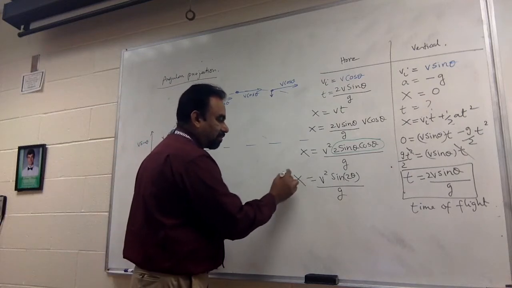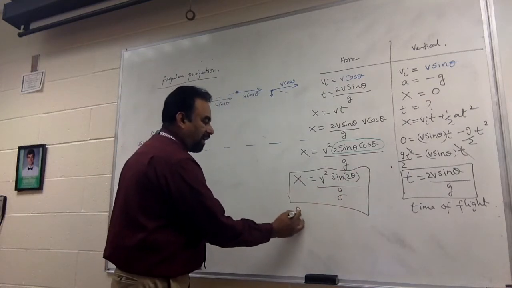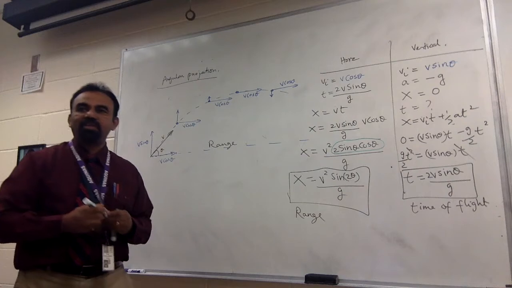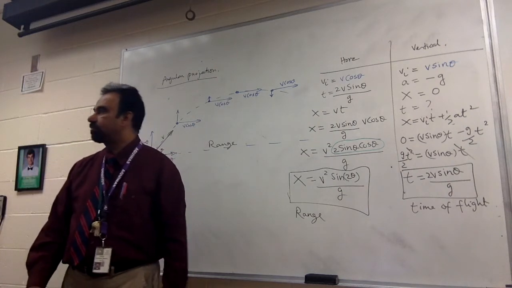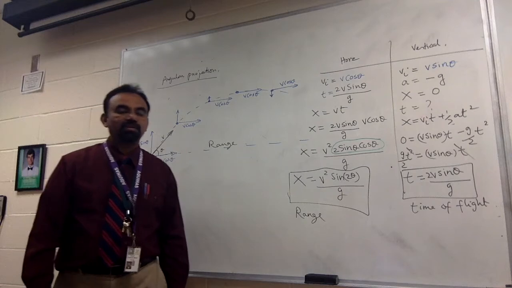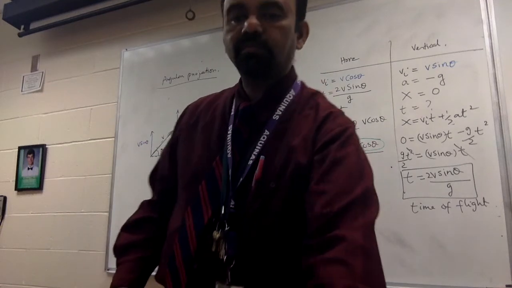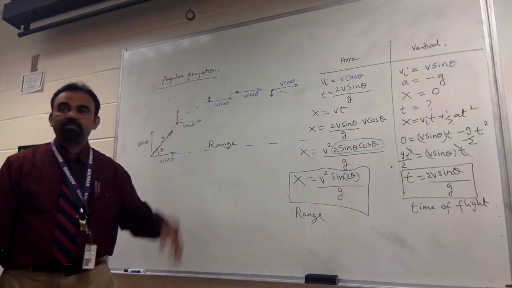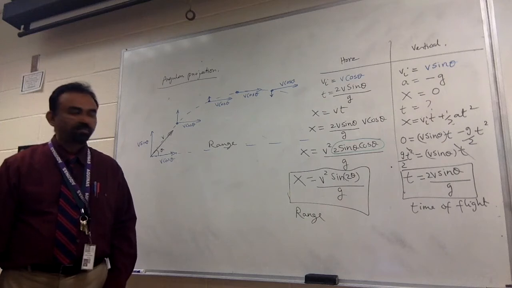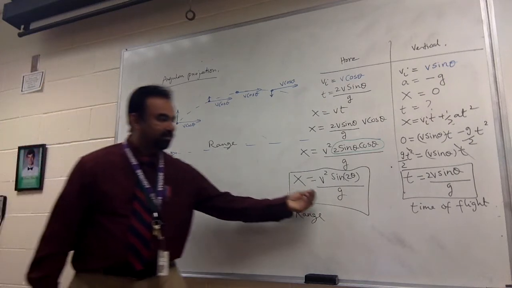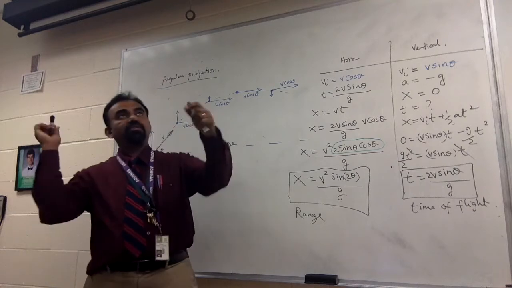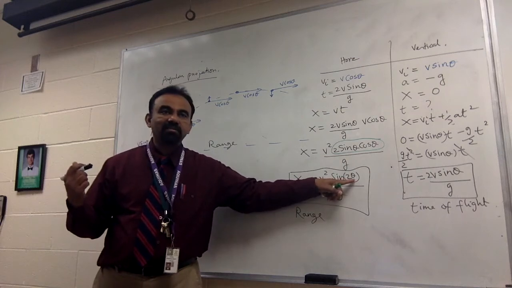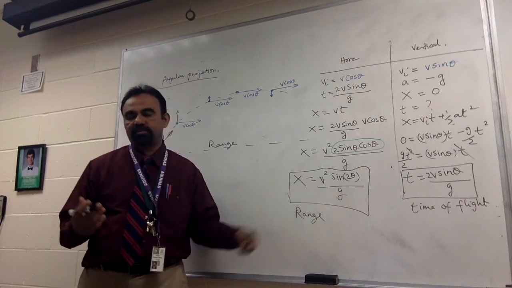Now this is called the range. What do you mean by range? How far it goes. Horizontally, how far does it go? That's called the range. What's the equation for the range? So again, if you throw a stone with this velocity at such an angle, where does it land? Here's the equation for it.